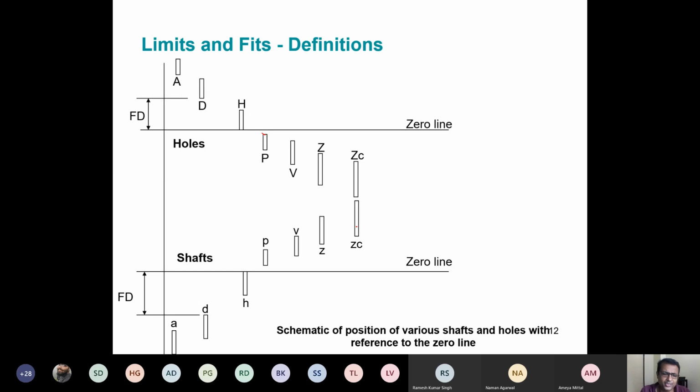If I am able to make one right at the zero line and this also at the zero line. Okay. So any questions here? If you have any questions, just ask me.